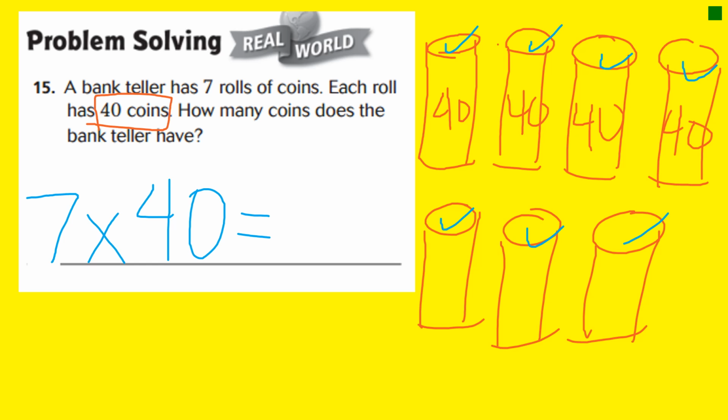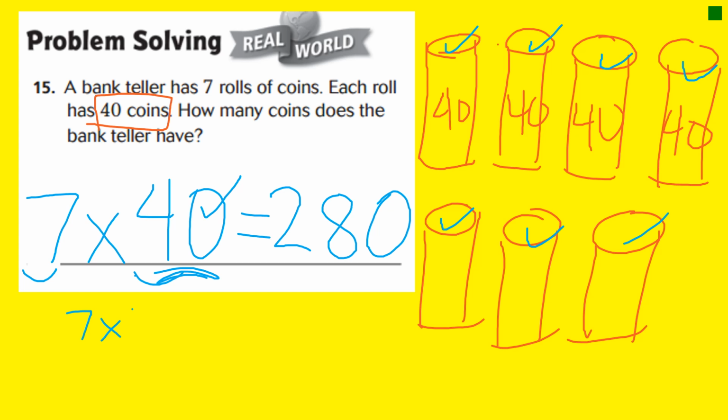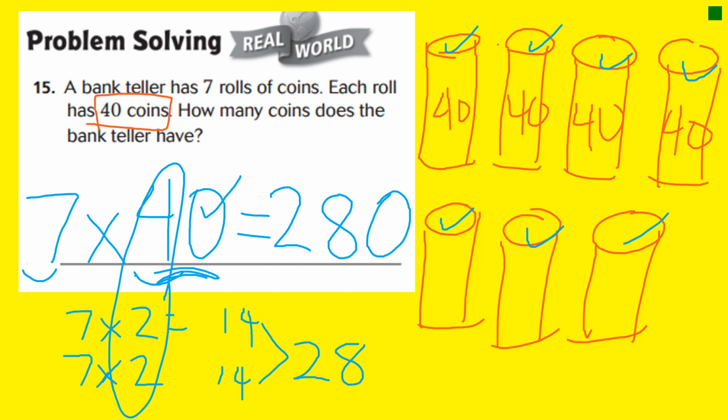Okay, this is just what you've been practicing. 7 sets of 4 is 28, but that's not 4, it's 40. Make that 10 times bigger. Now, if you don't know 7 times 4, I like to use my 2's, because I'm really good at my 2's. So I know these are 14, so I combine those and I get 28, because 7 times 2 plus 7 times 2 is the same as 7 times 4.